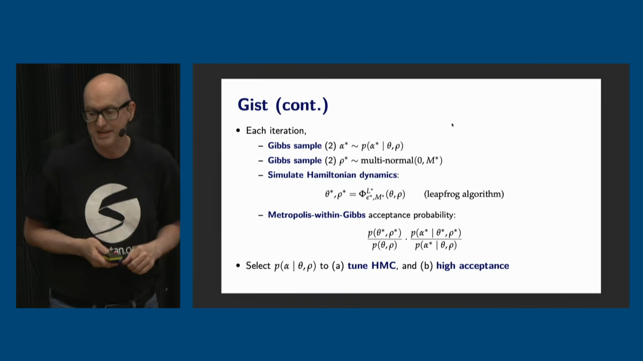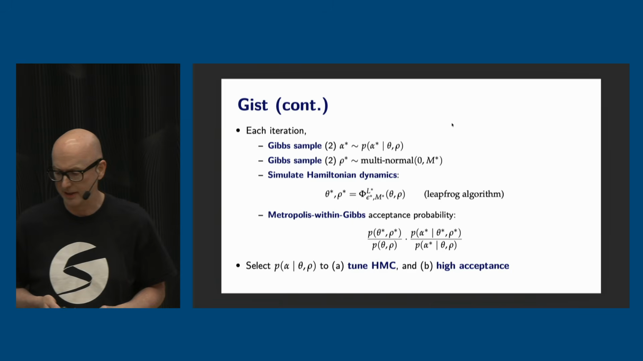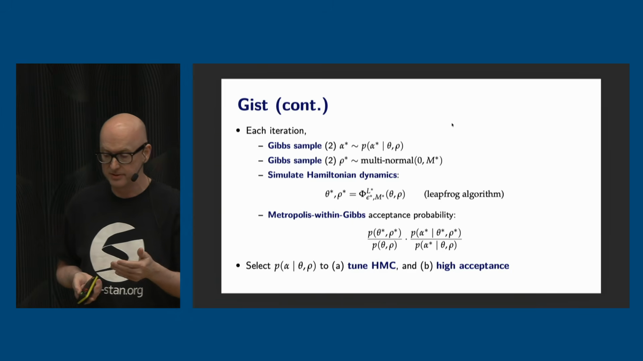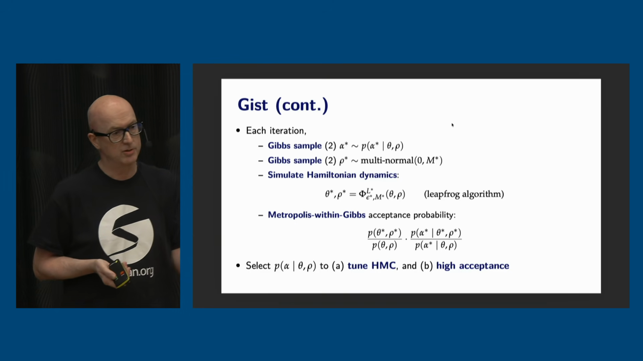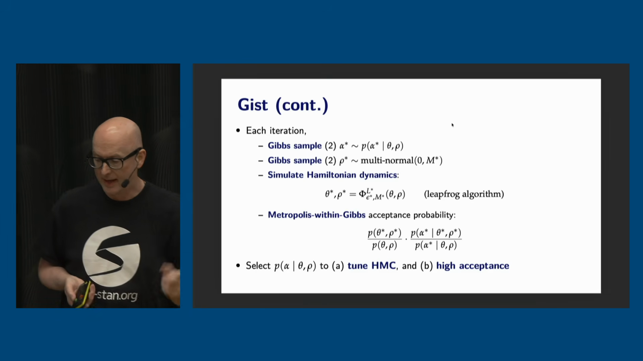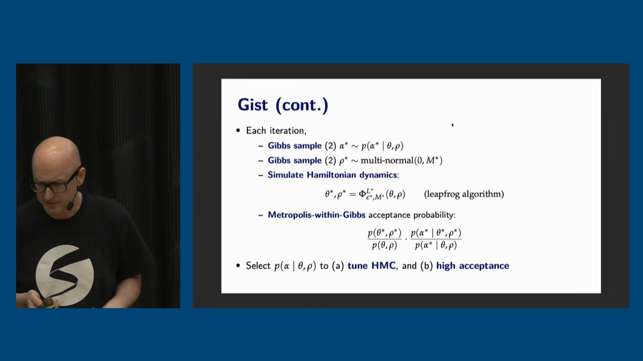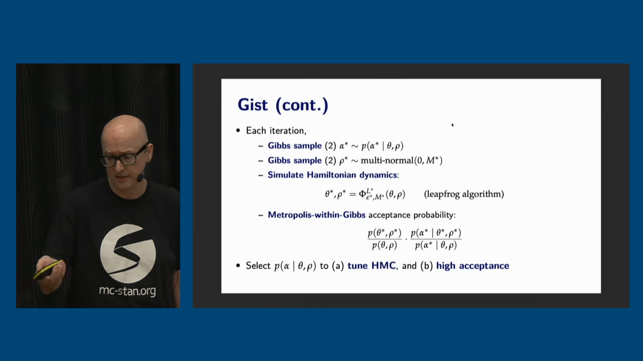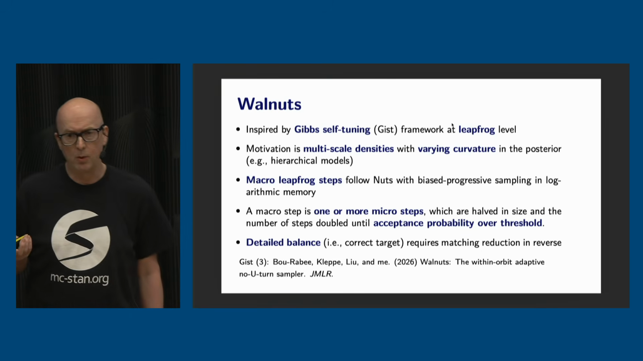So Milo and I locked ourselves in a room at Rutgers for a week and figured out how to do this. The idea is you want to select this conditional distribution of the tuning parameters in such a way that those tuning parameters will be good for your local position, where you're at, theta and rho, and lead to high acceptance probabilities. And it turns out to be not that difficult to do, which surprised us. We were surprised that we could actually choose a P that worked here. So let's talk about Walnuts.